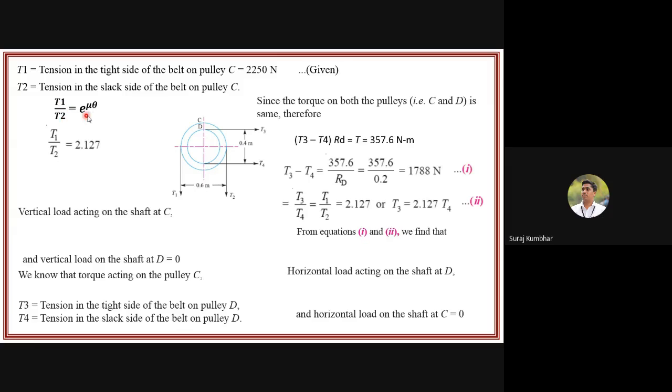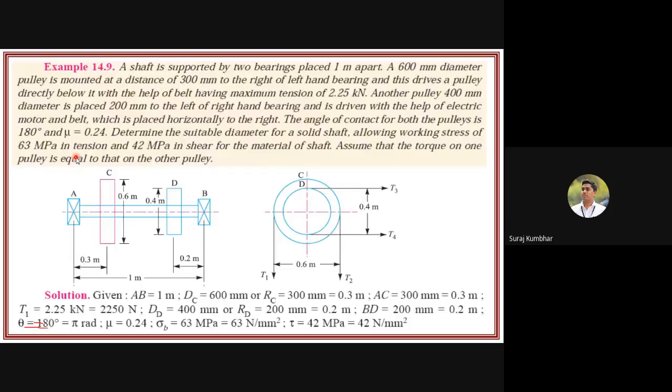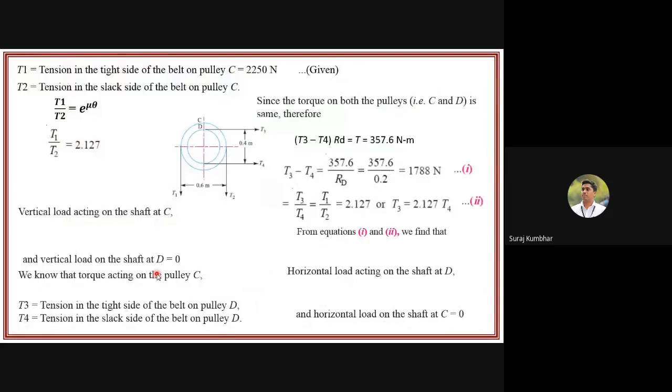T1 upon T2 is equal to e raised to mu theta, because they have given you the coefficient of friction and the theta value, the angle. So T1 upon T2, just do that. e raised to mu theta, where mu is given as 0.24, and theta is 180 degrees, which we have to take in radians as pi. So mu is equal to 0.24 and pi radian, now just do the calculation.